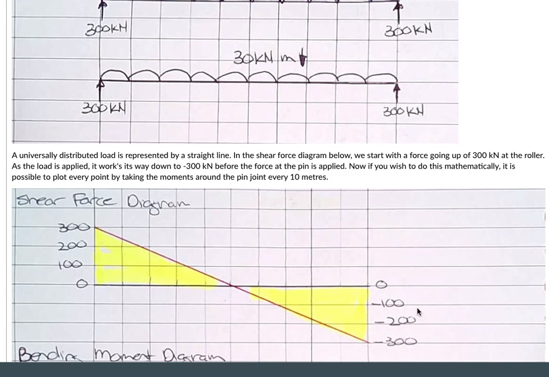Again, if you don't believe me and you don't trust me, you can calculate the first moment, and then you can calculate the second moment, then the third moment, and you can plot each of those points along the way if you wanted to actually test it out. But generally speaking, it's a straight line between the two different forces at the pins.